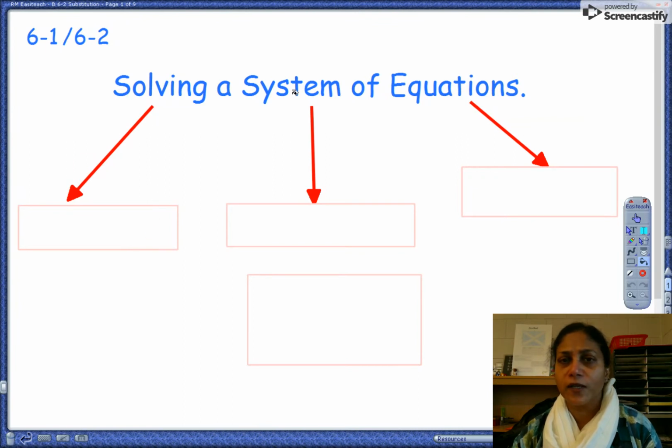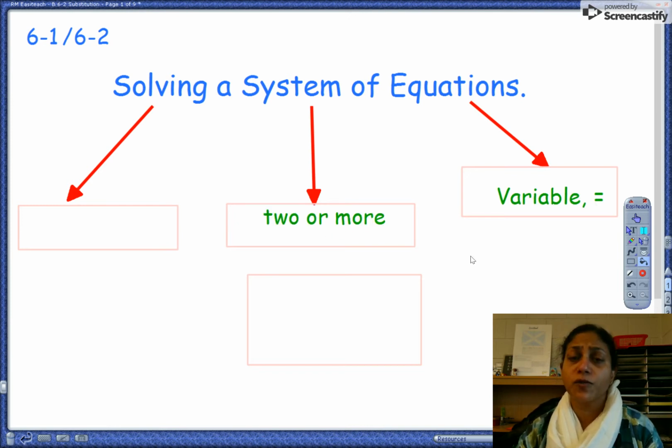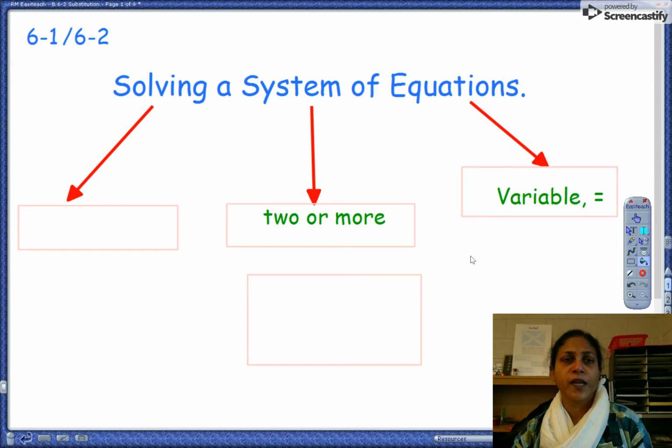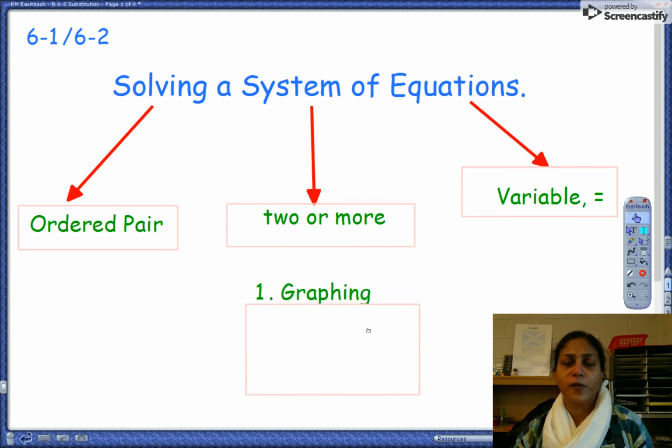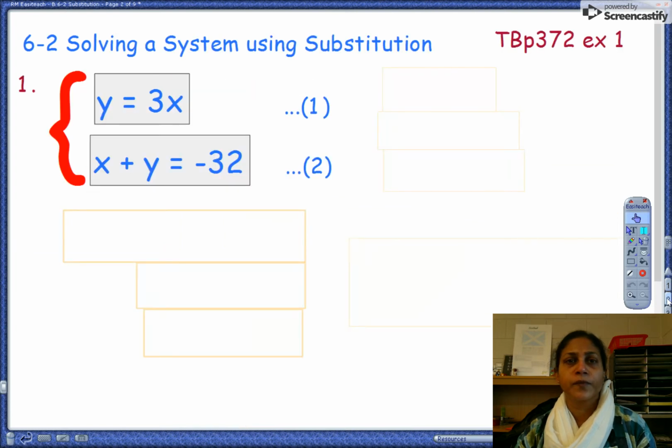When we are solving a system of equations, you know what equations look like. There is a variable and equal signs. A system is two or more equations. And when we are solving a system, we're looking for an ordered pair. There are three ways to solve a system: one is by graphing, by substitution, and by elimination. So today we're going to do substitution.